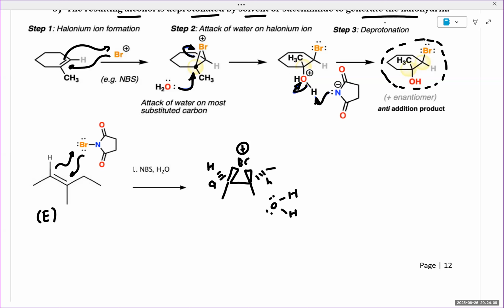If we have a choice between position A and B, position B is more substituted, and as a result, it can in turn stabilize and accommodate a partial positive charge more readily, and thus the more substituted position is attacked, and that opens up the bromonium ion from the opposite face. This in turn generates the following addition product.